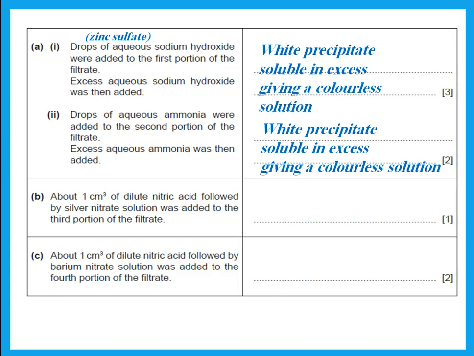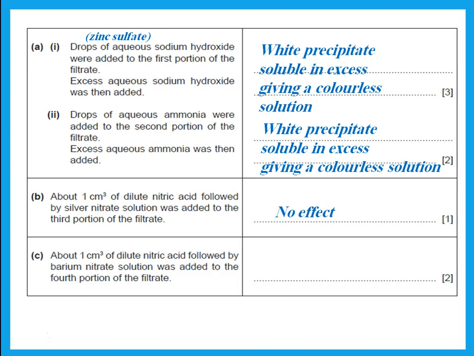Okay, then he added about 1 centimeter cubed of dilute nitric acid followed by silver nitrate. Again, silver nitrate is the test for what? It's the test for chloride, bromide, iodide. What do we have? We have zinc sulfate, no halide. So if I add silver nitrate, no effect or no change.